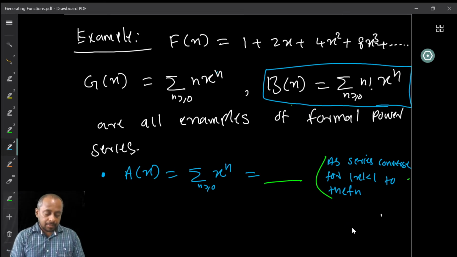So here is an example. f(x) is equal to 1 plus 2x plus 4x squared plus 8x cubed. So this you already saw. So this is one series.